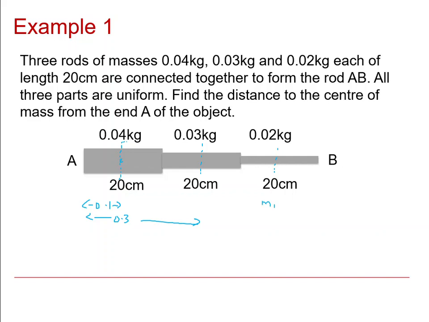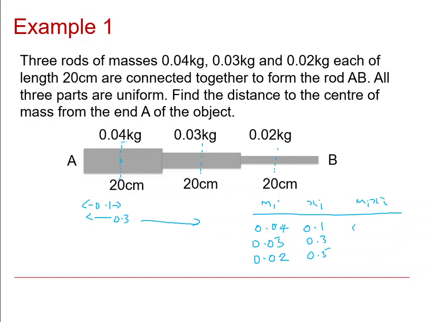Now if we use a table, which is the easiest way of doing this, you're going to have three masses and three products. So for our three masses we're going to have 0.04, 0.03, and 0.02, and we're going to have coordinates 0.1, 0.3 and 0.5.